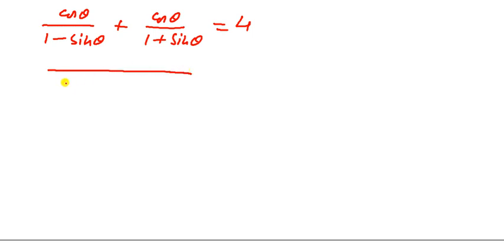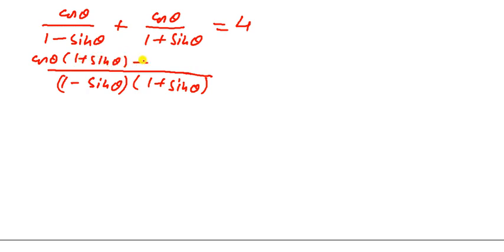Now come to the next question. The next question is cos theta upon 1 minus sin theta plus cos theta upon 1 plus sin theta is equal to 4. So first of all, taking their LCM, it is 1 minus sin theta and 1 plus sin theta.